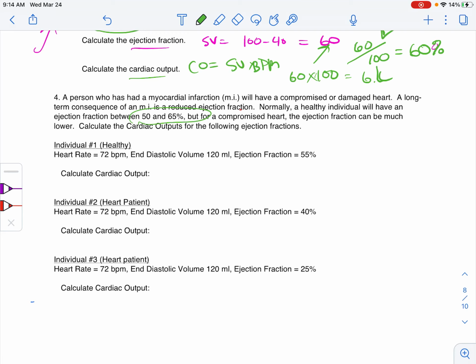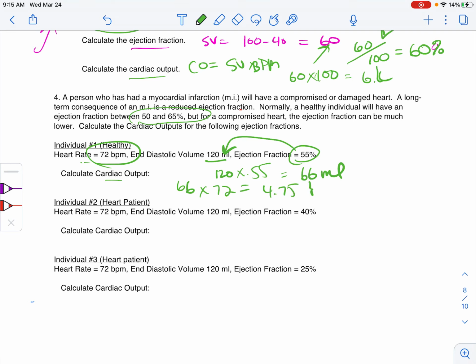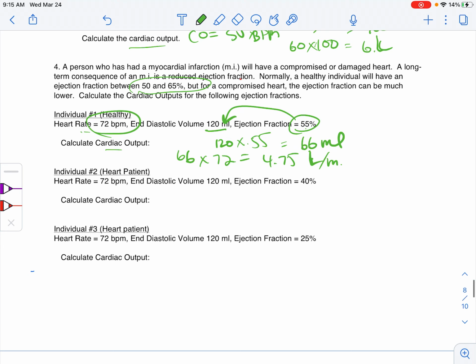So once again, 50 to 65% is what we call normal. Okay, so we've got an end diastolic volume of 120. 55% of this actually gets pumped out. So we've got to figure out what the stroke volume is. We take 120 times 0.55, and let me find the notes. I got it right here. So 120 times 0.55 equals 66 mils. So how do we figure out the cardiac output? We take 66 times 72. Why 72? Because it says right there, that's the beats per minute. Equals 4.75 liters per minute. Okay, that's good. That's a pretty healthy person. 55% is really a strong amount of blood being pumped out.